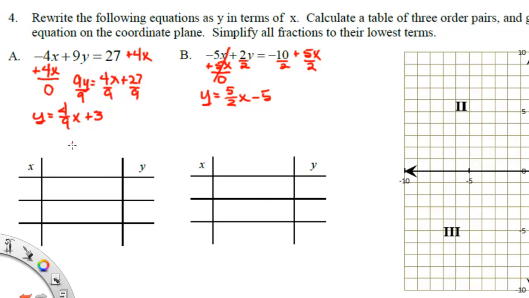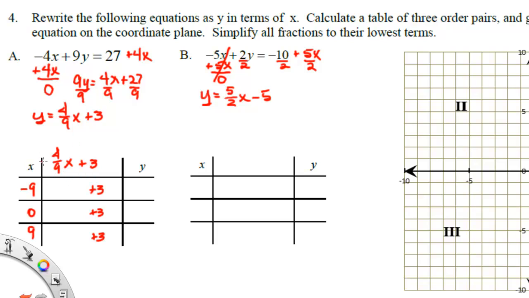So now let's do our ordered pairs. I got 4 over 9x plus 3. I know each one of these are going to have a plus 3 to it. So all I have to do is figure out what's 4 over 9 and then choose my x's. Well, we know the denominator is 9, so the x's that we want to choose are like a negative 9, 0, and 9. Some of you chose 3. I don't know why you chose 3. 3 divides 9, but it's not a multiple of 9.